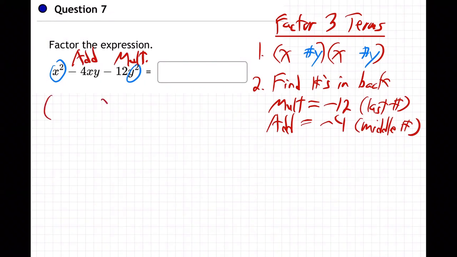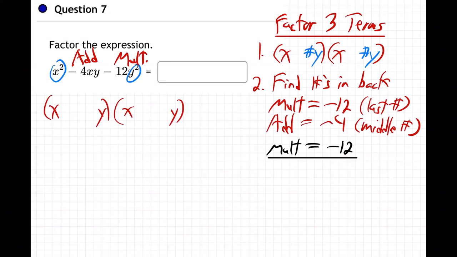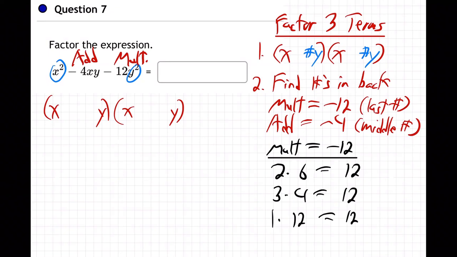So we're going to put 2 parentheses. X is in the front. Y is in the back because we have y squared in the back, x squared in the front. And we want them to multiply to equal negative 12. So what two numbers multiply to be, well, let's just do 12. Don't worry about negative. We could say 2 times 6 is 12. 3 times 4 is 12. 1 times 12 is 12. Which of those can add to be negative 4? Well, it's got to be the 2 and the 6, huh?